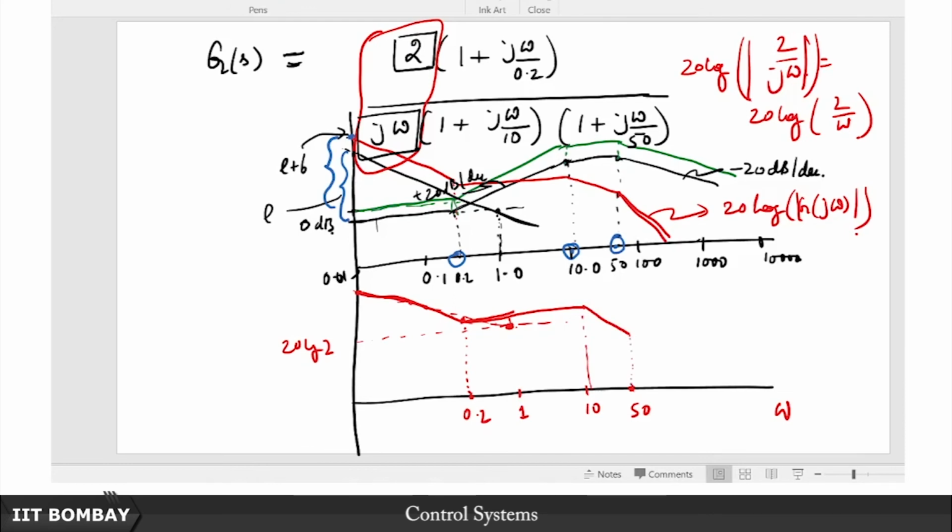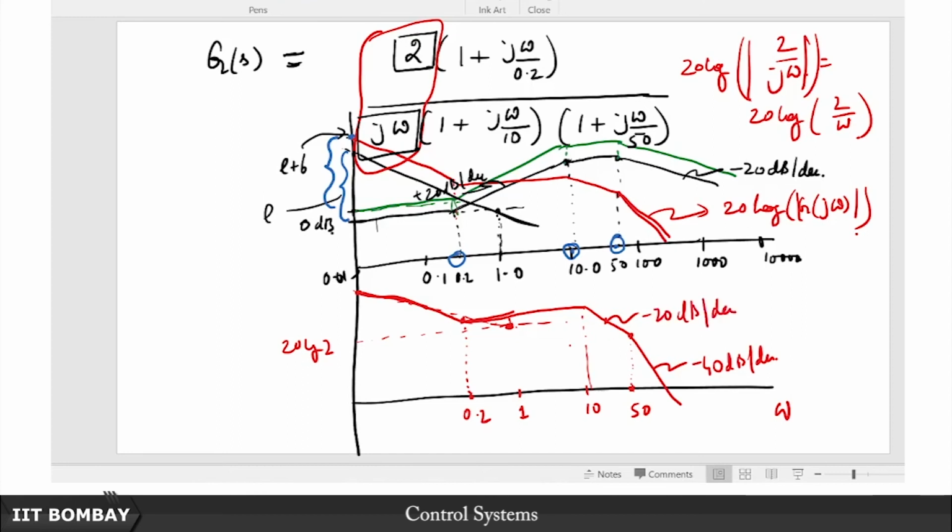break frequency. Here this also happens to be a pole, so it will decrease by another further 20 dB per decade. So it will come down even more like this. So this is minus 40 dB per decade, this is minus 20 dB per decade.